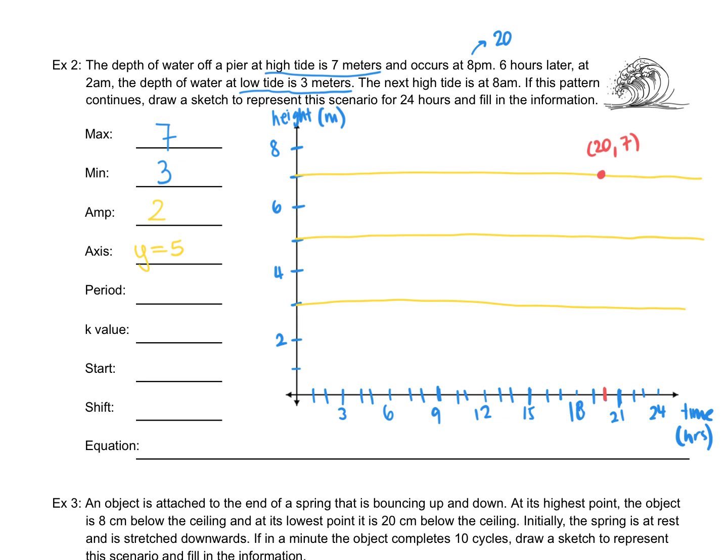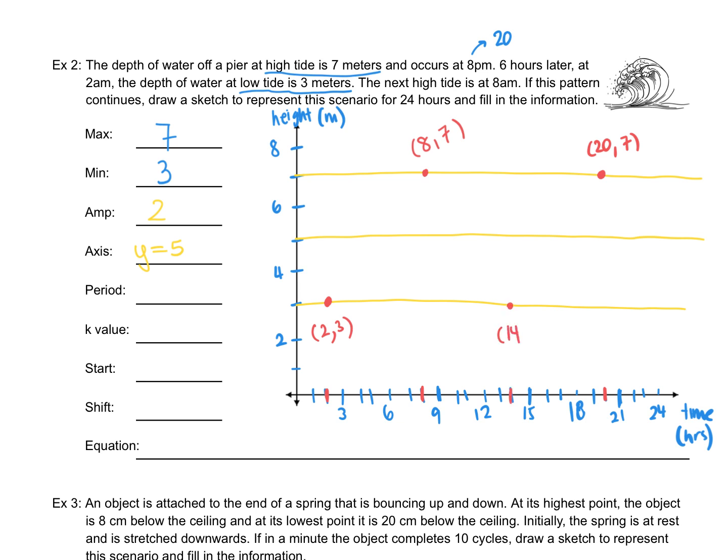6 hours later, we're going to have our minimum. So 6 hours later is 2 a.m., which does take us right here, and that's going to be a minimum. And then the next high tide is at 8 a.m. 8 a.m. is here. And at this point, it looks like every key point occurs every 6 hours. So I'm just going to quickly label, this is 2, 3, 6 hours later was 8, 7, 6 hours after that, so 8 plus 6 is 14.